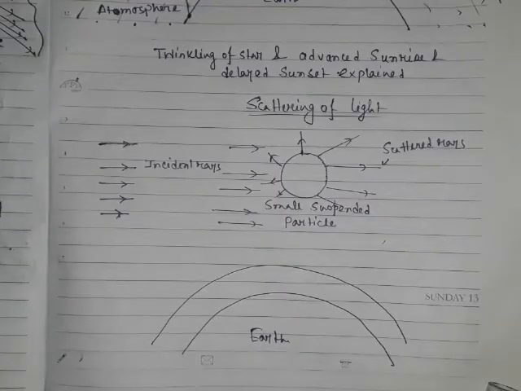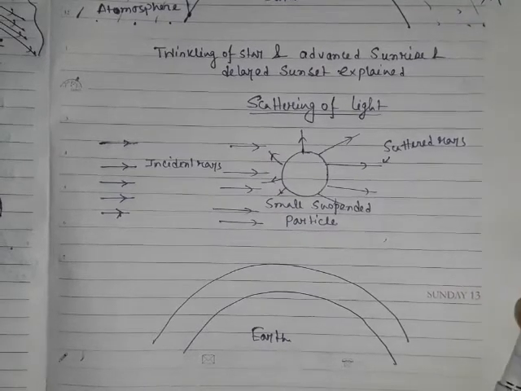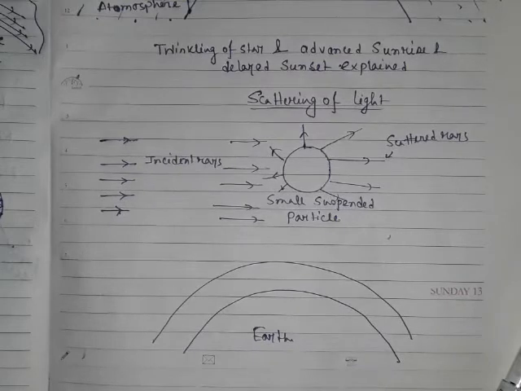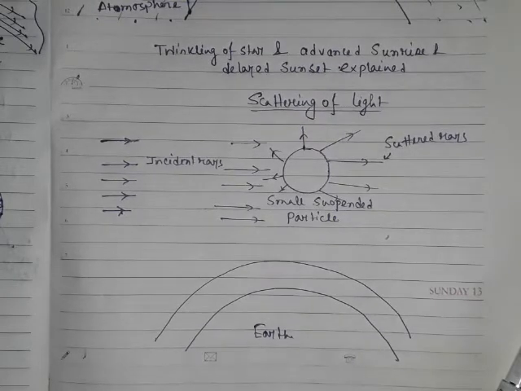So the last topic of today's discussion is scattering of light. Now what is scattering of light? Scattering of light is mainly absorption and re-emission. When there are small particles in the path of the rays of light, these small particles actually absorb the rays and then re-emit them.